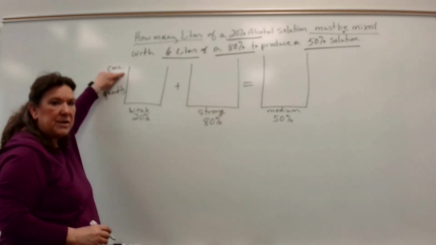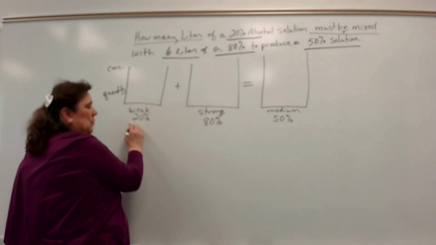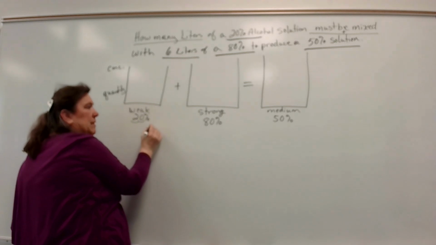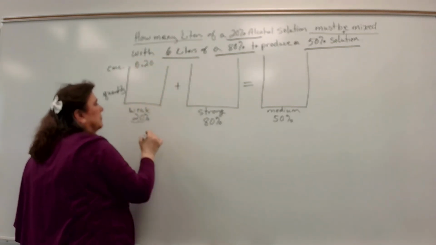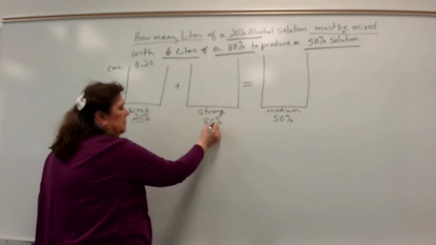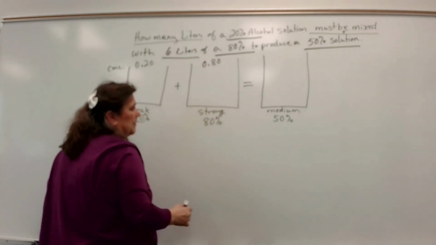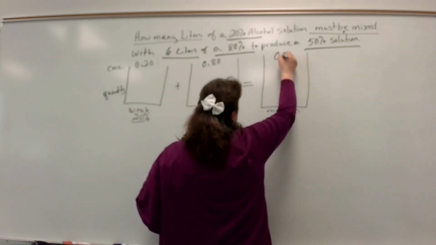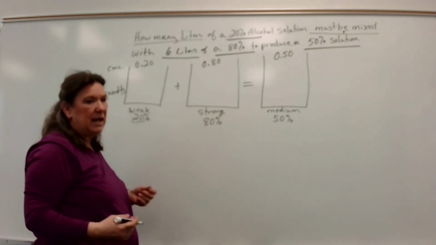Our concentration is going to be made into a decimal. So 20% as a decimal, you move the decimal 2 places to the left and eliminate the percent sign, making 0.20. Our 80% concentration, again, drop off the percent, 2 decimals to the left, is 0.80. Our 50%, the same thing, 0.50 concentration. And we've done practice with this in class.